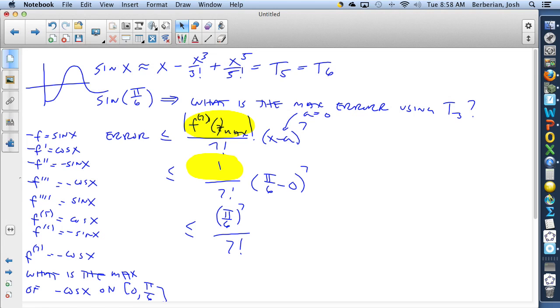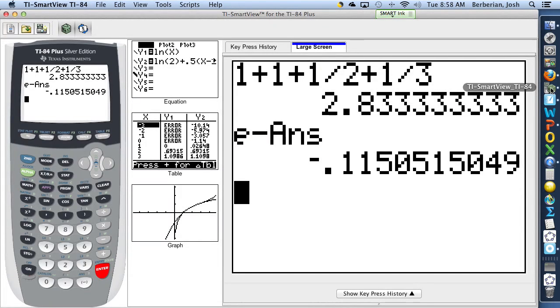Wait, hold on, it's the Maclaurin series, right? Yeah. What's the error of an alternating series? Is that at most the next term? And check this out. I'm going to do pi over 6, and I'm just going to store that.